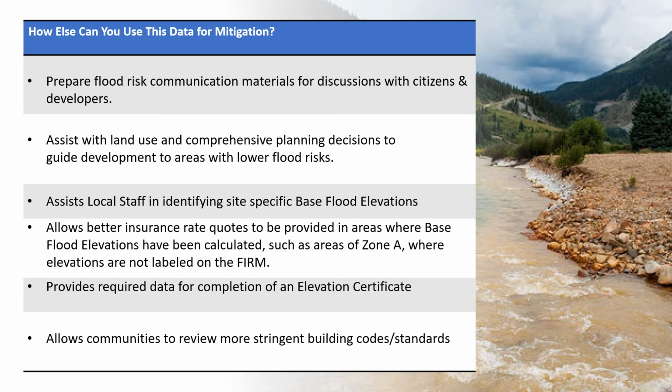So how exactly can WSEL grids be used for mitigation? Grids can prepare visual flood risk communication materials for discussions with citizens and developers. They assist with land use and comprehensive planning decisions to guide development to areas with lower flood risks. They assist local staff in identifying site-specific base flood elevations. Grids allow for better insurance rate quotes to be provided in areas where base flood elevations have been calculated but not shown or labeled on FIRMs, such as areas of Zone A. Grids provide required data for completion of an elevation certificate. Grids allow communities to review more stringent building codes and standards.